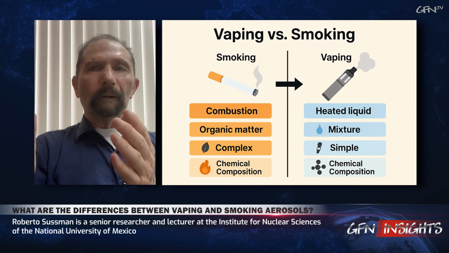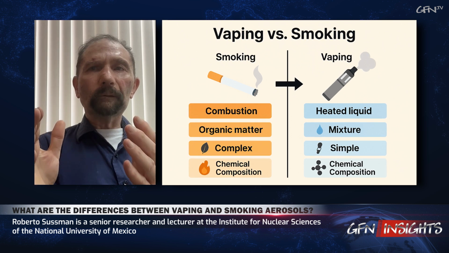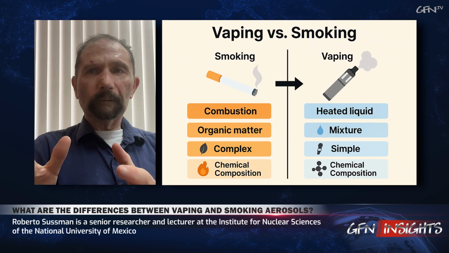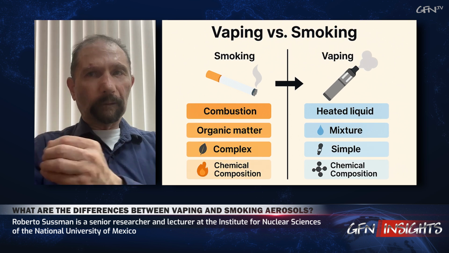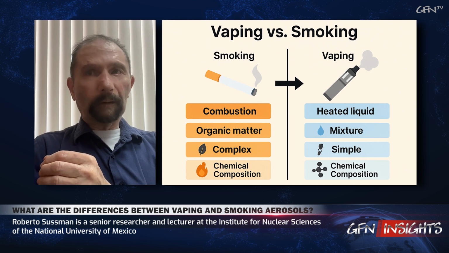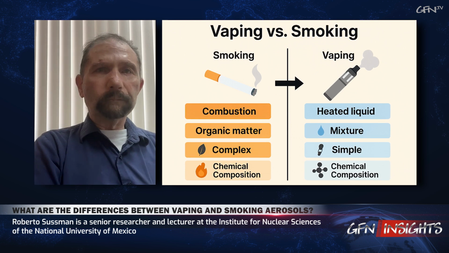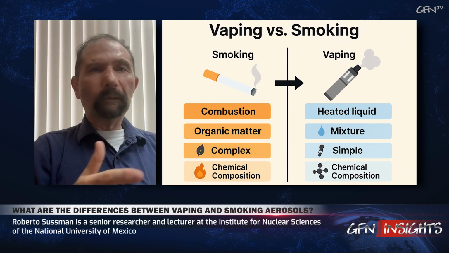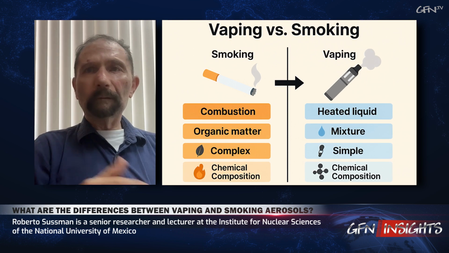So the chemical composition of the initial substance is very complicated in the case of smoking. It's organic matter. And the chemical composition in vaping is very simple. It is a mixture of 4 or 5 main ingredients, right?